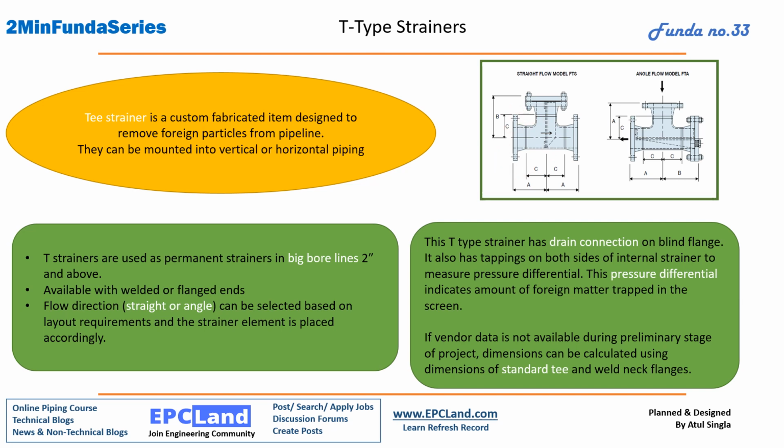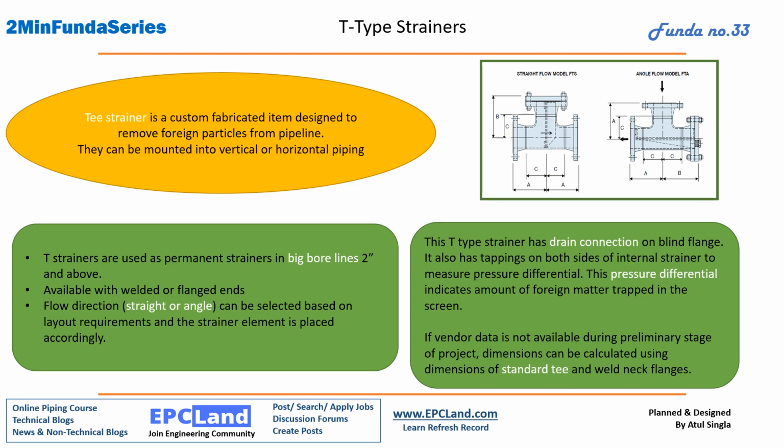Flow direction, here if you see, the flow direction is horizontal and here it is at 90-degree. So we are getting very good flexibility based on layout requirement. We can go for any of these configurations. Also in T-type strainer, we have one drain point on the blinded portion at the lower side, so that we can drain out while operating the line also. Without taking it into maintenance, we can do it, or before maintenance also we can open the drain and remove the debris from the pipe.